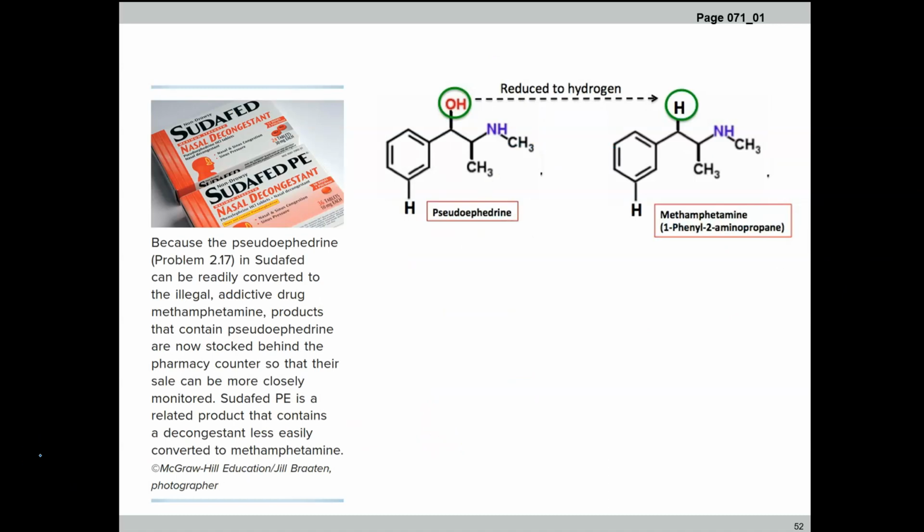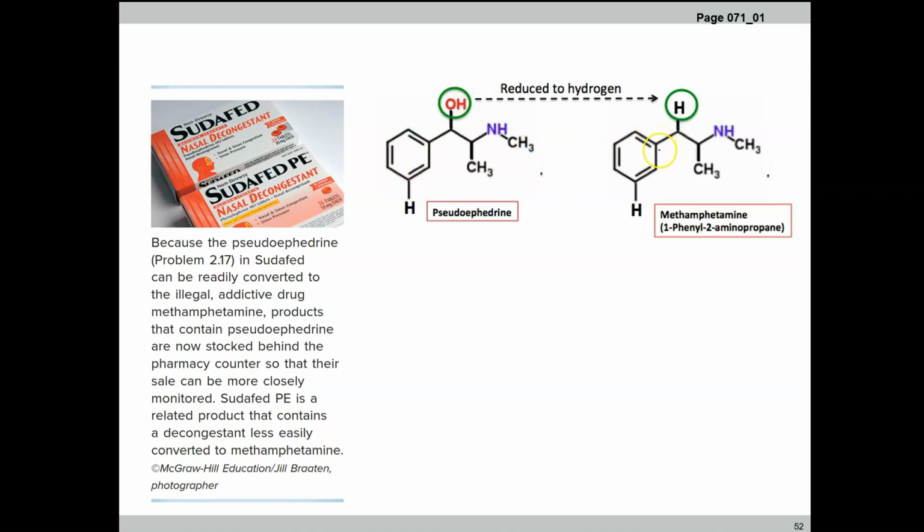As a side note, pseudoephedrine is often used as a reactant to generate methamphetamine. Really the only difference is that the alcohol we were just showing you is replaced, reduced from a hydroxide to a hydrogen, and that generates it. So a lot of other changes are typically made to generate different types of nasal decongestants that have extra chemistries on them so that we can't as easily convert these things.